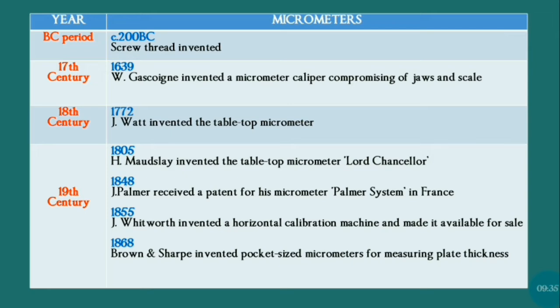Specifically, in 1868, Brown and Sharp invented pocket-sized micrometers for measuring plate thickness. Brown and Sharp studied the micrometer they brought back from Paris and added two features: a mechanism to hold spindle threads better and a spindle clamp.